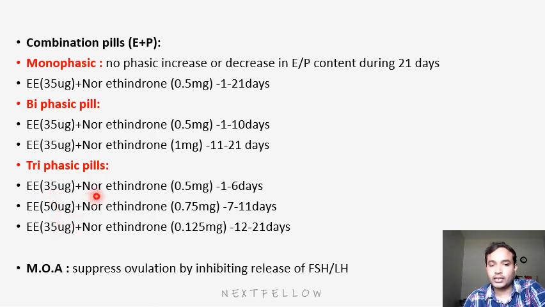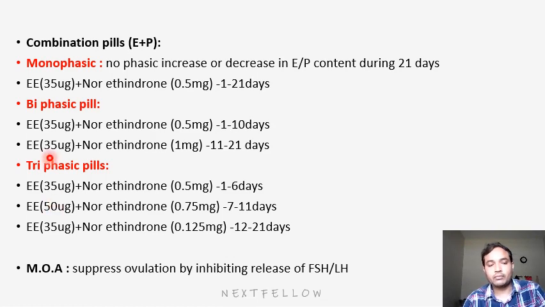If you see here, norethindrone previously: the first 6 days will give 0.5, then 7 to 11 days will give 0.75. After 11 to 21 will give 1.125. That means here the dose will be gradually increasing. Here there are three phases and the estrogen level is also changing. That is how it is triphasic. There will be a changing level of estrogen, and at the same time progesterone will be there. Progesterone will be continuously elevating. Estrogen will first elevate for 6 days, then the dose will taper down. That's why it is triphasic.